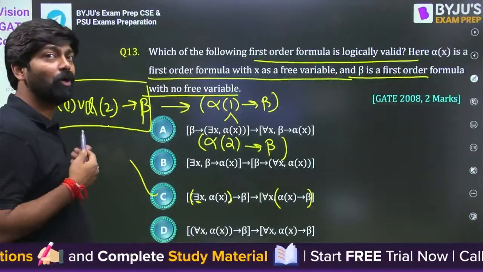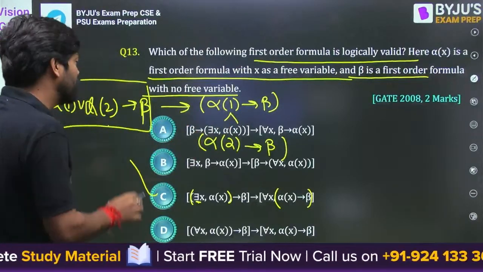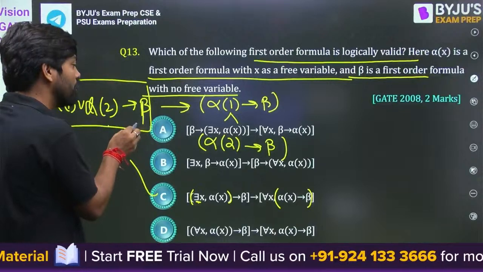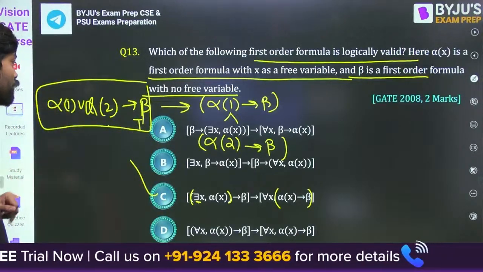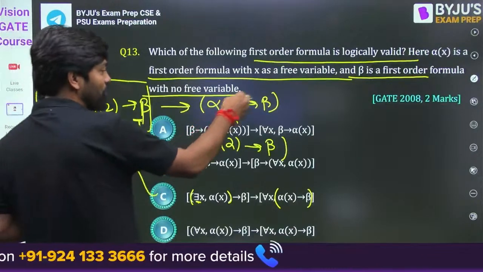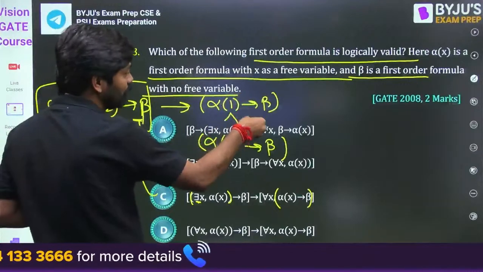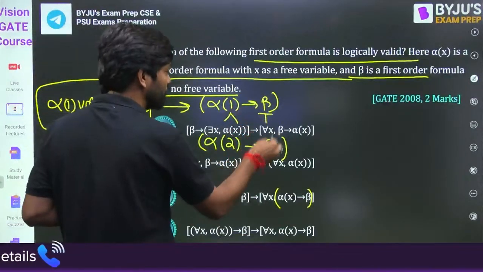But somehow you want to make this one true and this one false. So let me take beta as true, my dear friend. If I take beta as true, fine. So let me take, see here, I want to make this one false. Can you make it false, my dear friend? Can you please let me know? See, beta is true.